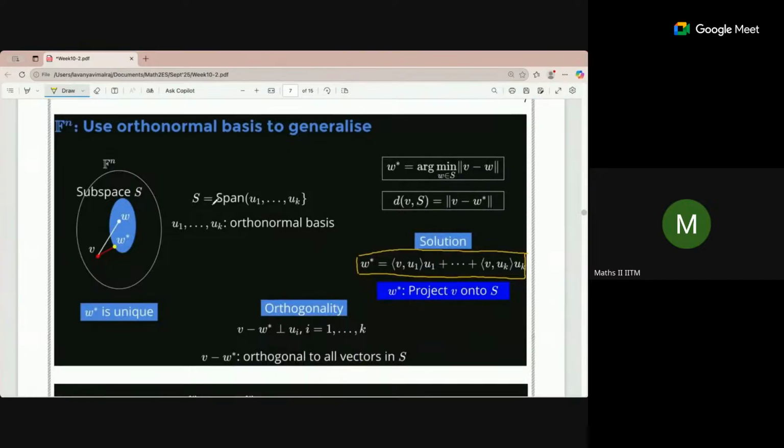Okay, so this is the projection of V onto S, where S is the span of U1, U2, ..., UK, and this is an orthonormal basis. Remember, this is a very important thing when you do the projection. Don't take any basis, always take only the orthonormal basis. Otherwise, this formula will have some errors, and you have to include some norm of U1 and so on. So, if you want to use the exact same formula, always go for an orthonormal basis.